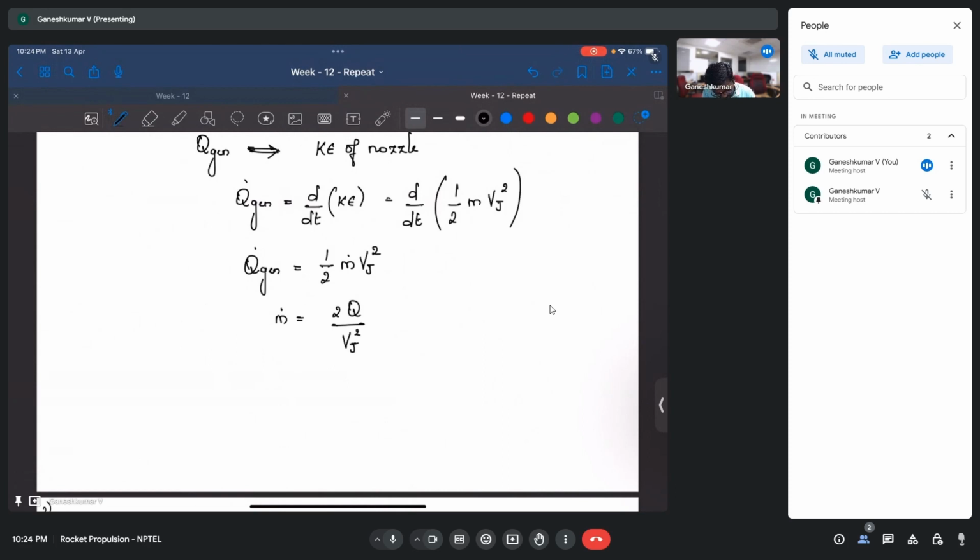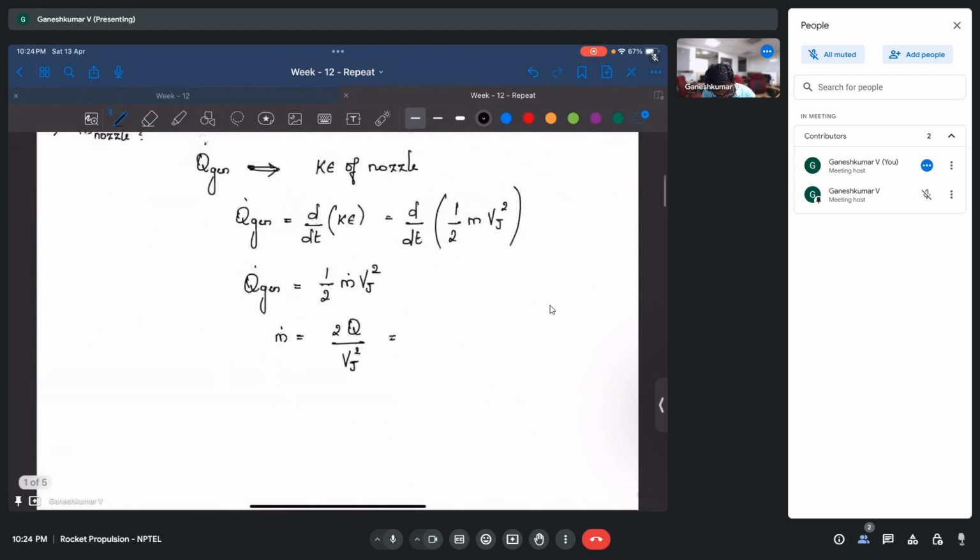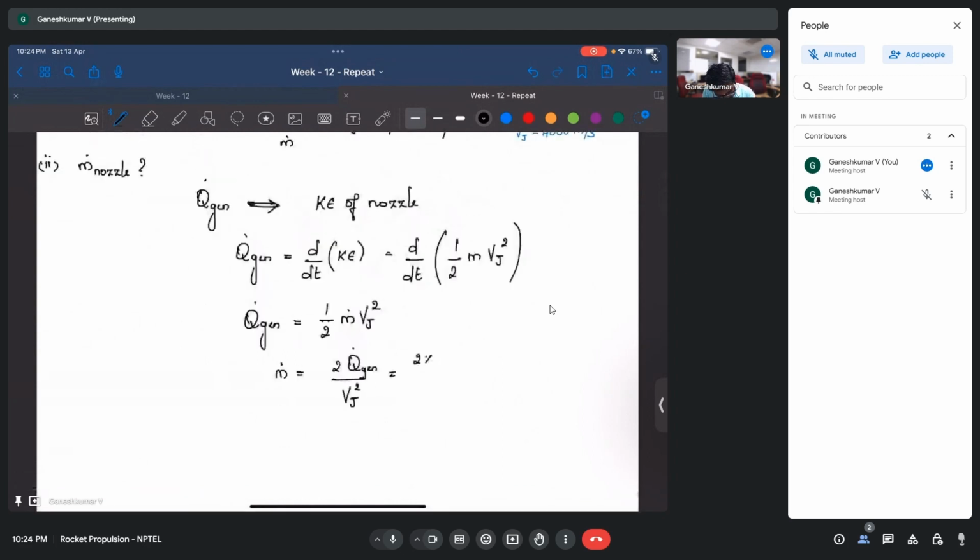So this is equal to 2 Q dot generation over vj square. Q dot generation is 2 megawatts, so 2 into 10 power 6 watts divided by vj, which is 4000 meters per second, squared. If we calculate m dot, it's 2 into 4 into 10 power 6 divided by 4000, so it's around 0.25 kg per second. This is the m dot through the nozzle. This is how we find it.